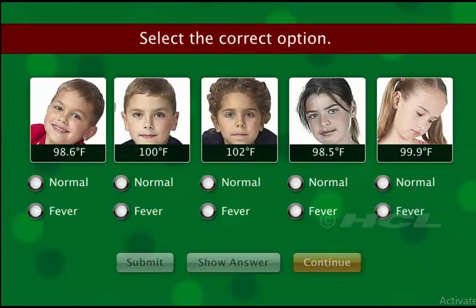Given here are the body temperatures of 5 children. Are they normal or do they have a fever?